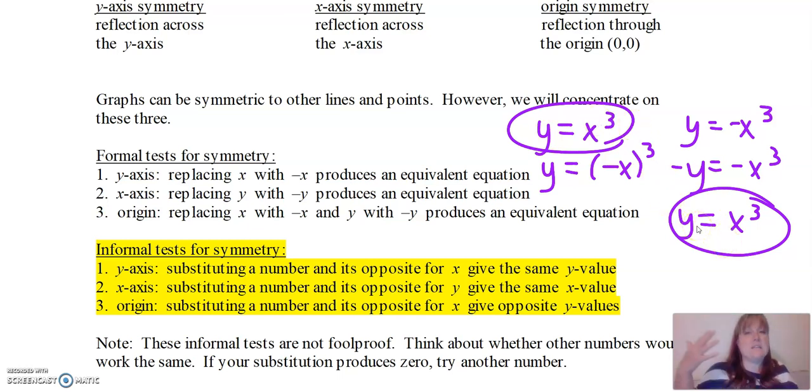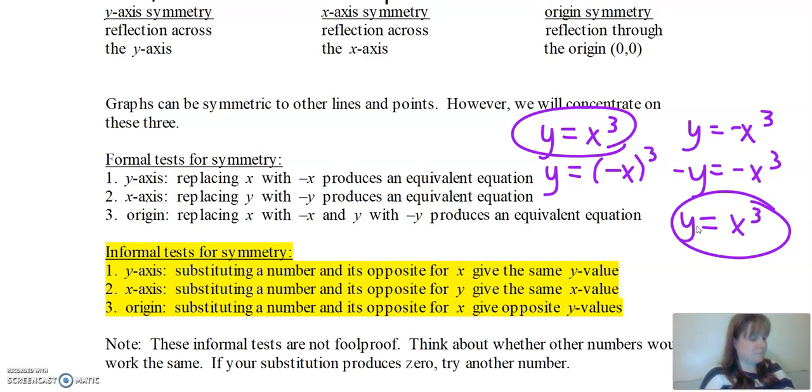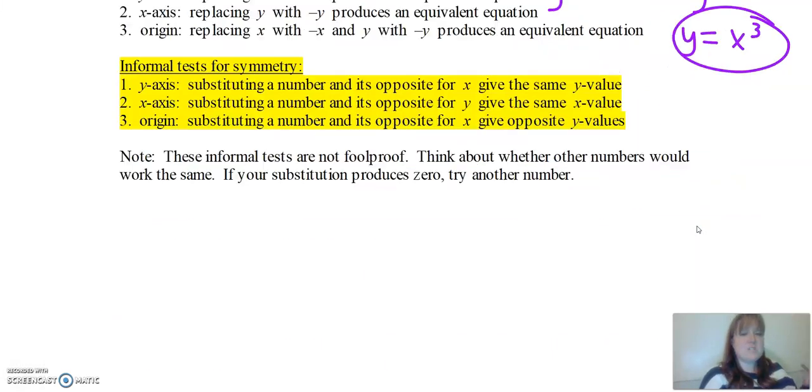So that's kind of like the exhaustive proof that we would use in higher level math classes. But we can also do the informal proof, which is what we did before, where we just basically say, let's pick a number. We're going to substitute it in. So if I pick 1, I'm going to also substitute in negative 1. And I'm going to see what comes out, okay? If I get the same number, then it's even, or I have y-axis symmetry.